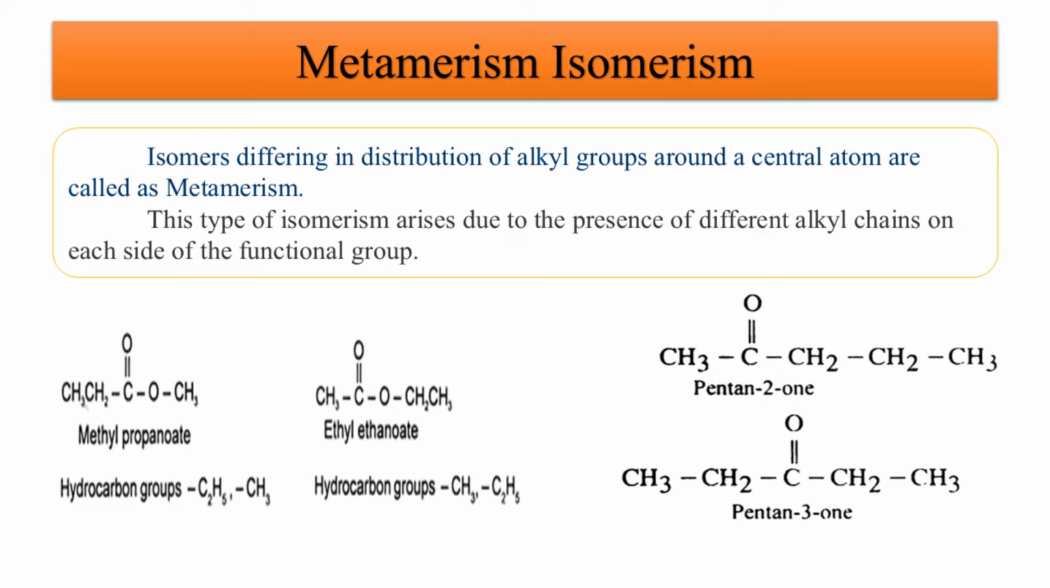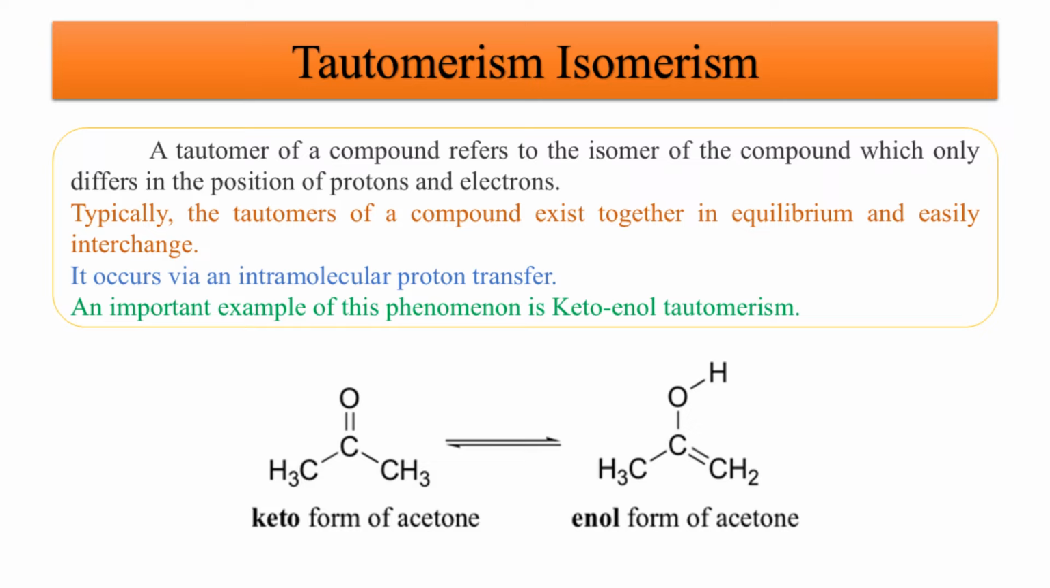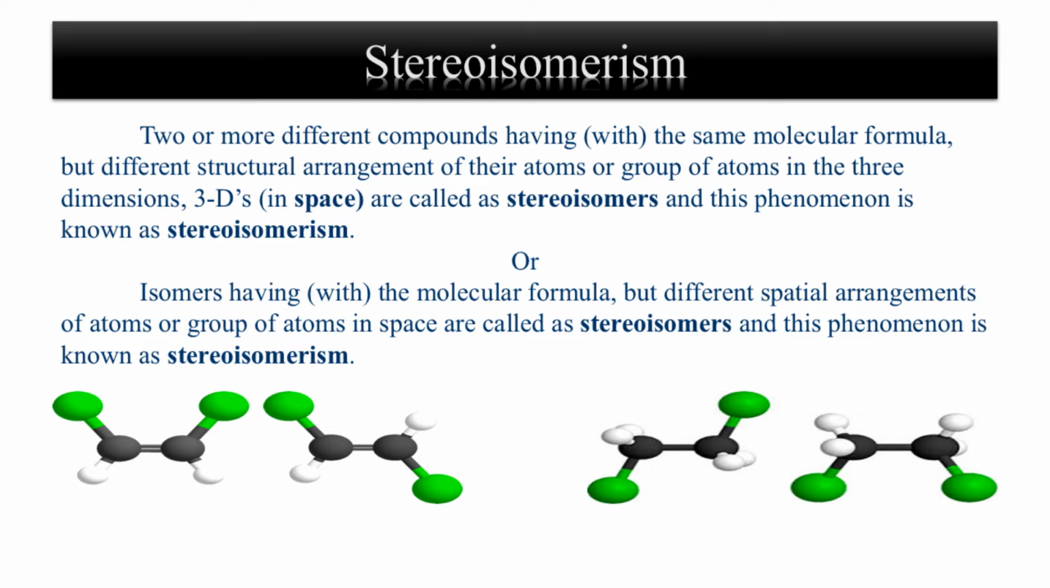Metamerism isomerism involves compounds with the same chemical formula but different distributions of alkyl groups around a central atom. Examples include methyl propanoate and ethyl ethanoate. Tautomerism refers to isomers that differ in the position of protons and electrons, often existing in equilibrium. An example is the keto-enol tautomerism of acetone.